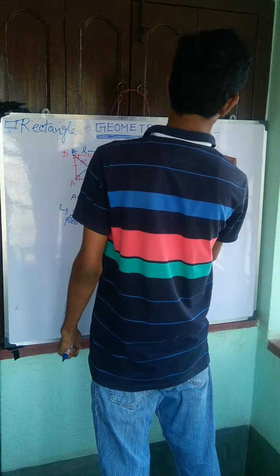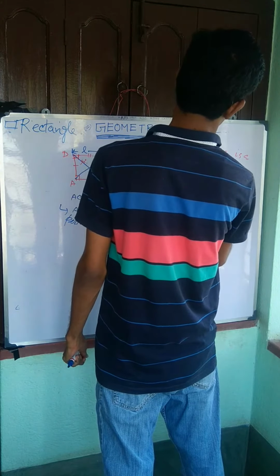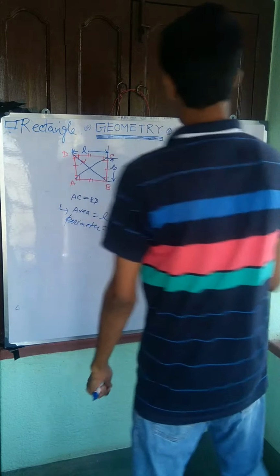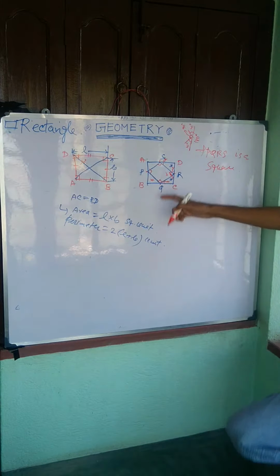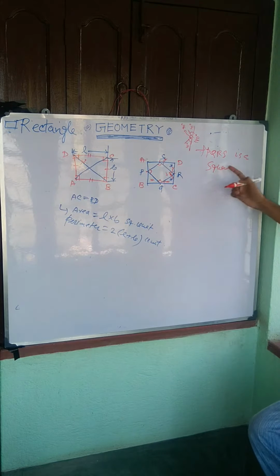So PQRS is a square. This is a good property: if you join the midpoints of the adjacent sides of a rectangle, it makes a square, PQRS.